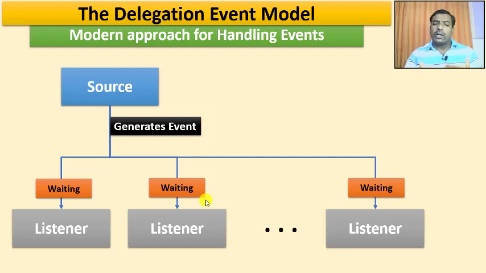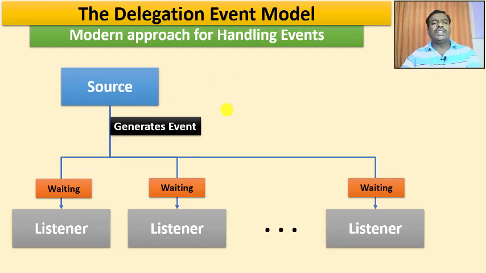Fine. As soon as the event has been received by a particular listener, or any set of listeners, it is going to process the event and return the result to the source. The result of the event handling will be returned back to the source. And this is how we work in the delegation event model.